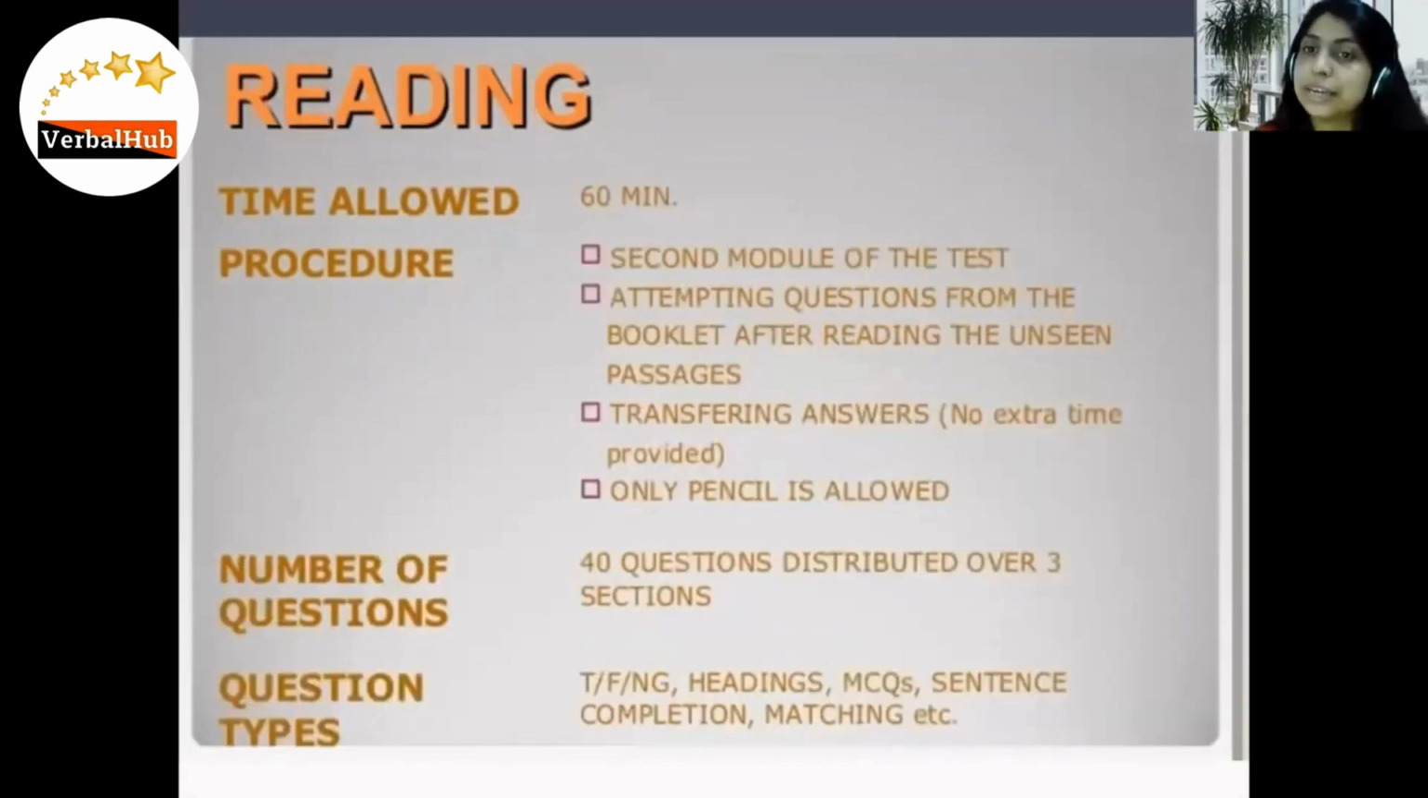Next, it's the reading part. Reading part, it means what? We will have 60 minutes to solve different passages. I will not talk about all the procedure, but just come to the point. 3 passages will be there, 40 questions, and the types of questions will be different, like true false not given, heading, MCQ, sentence completion and matching headings.